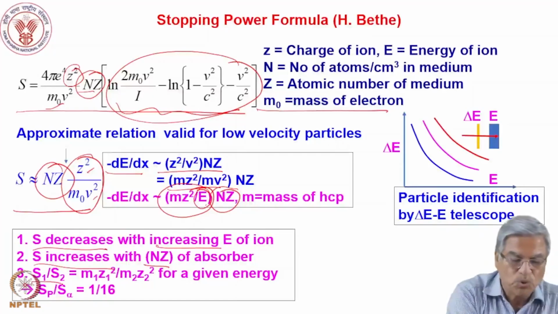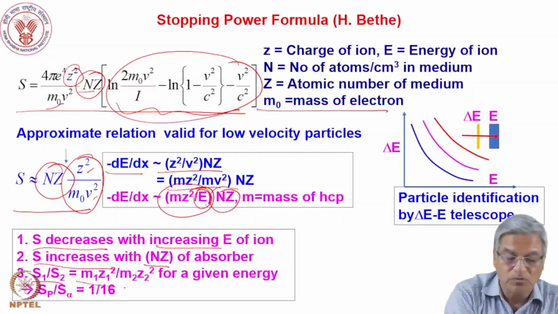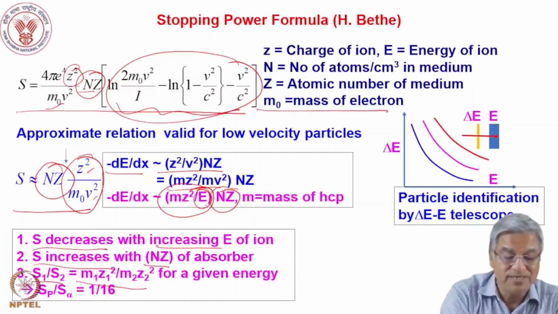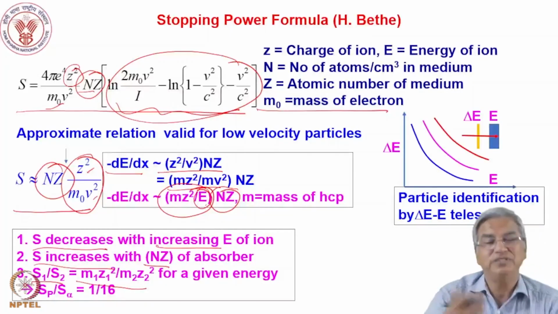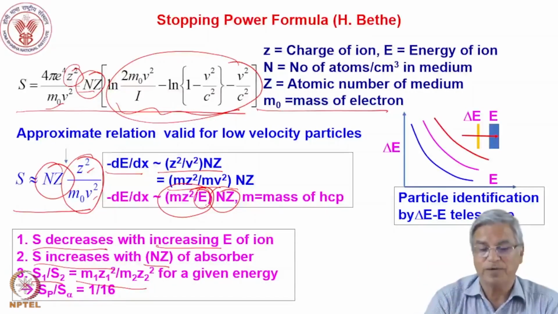And the stopping power ratio for two ions is nothing but m1z1 square upon m2z2 square for a given energy. Just to translate this for protons and alpha particles, you can see the stopping power of proton to the stopping power of alpha will be 1 by 16, because it will be 4 into 4, 2 square, 16. So 1 upon 16. You can see the proton will have a much smaller stopping power than the alpha particle.